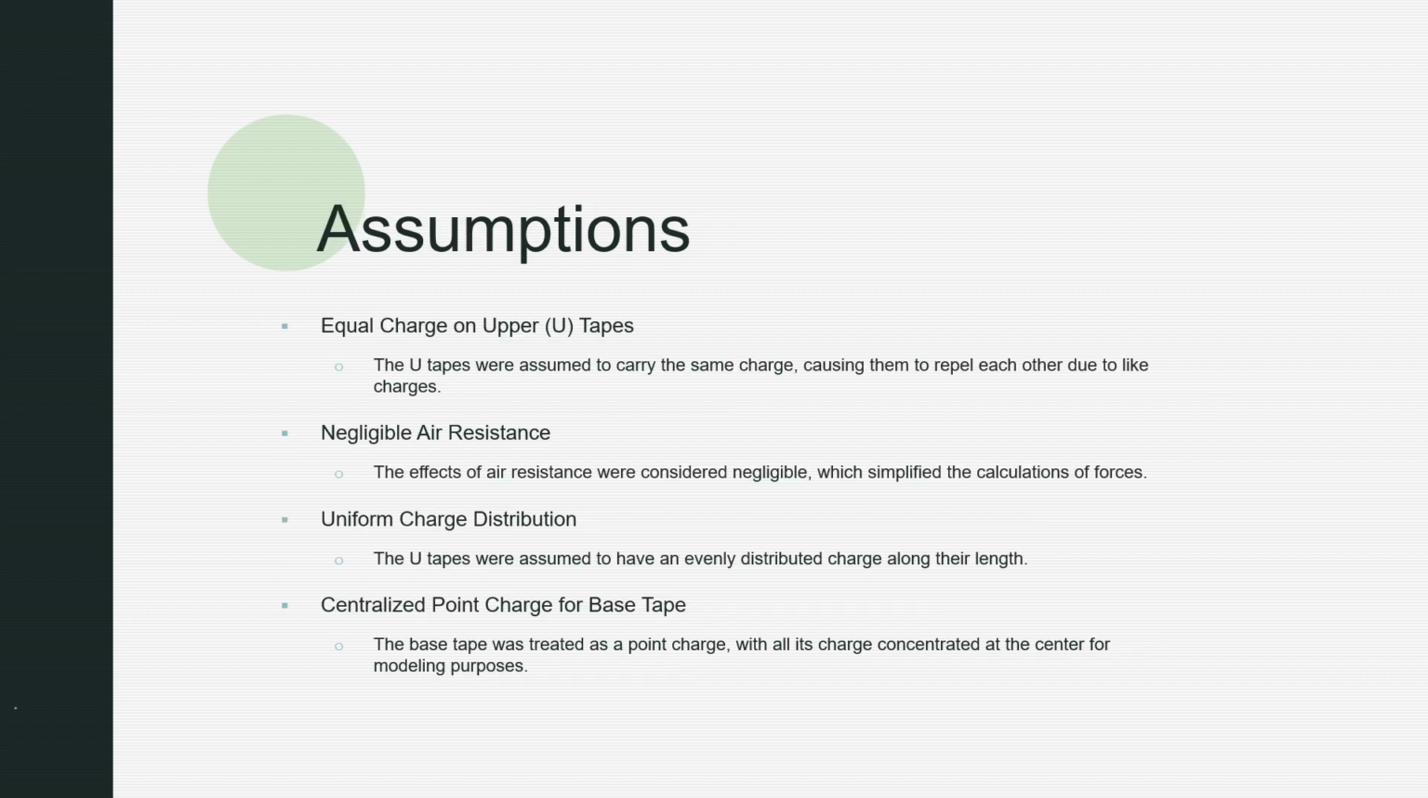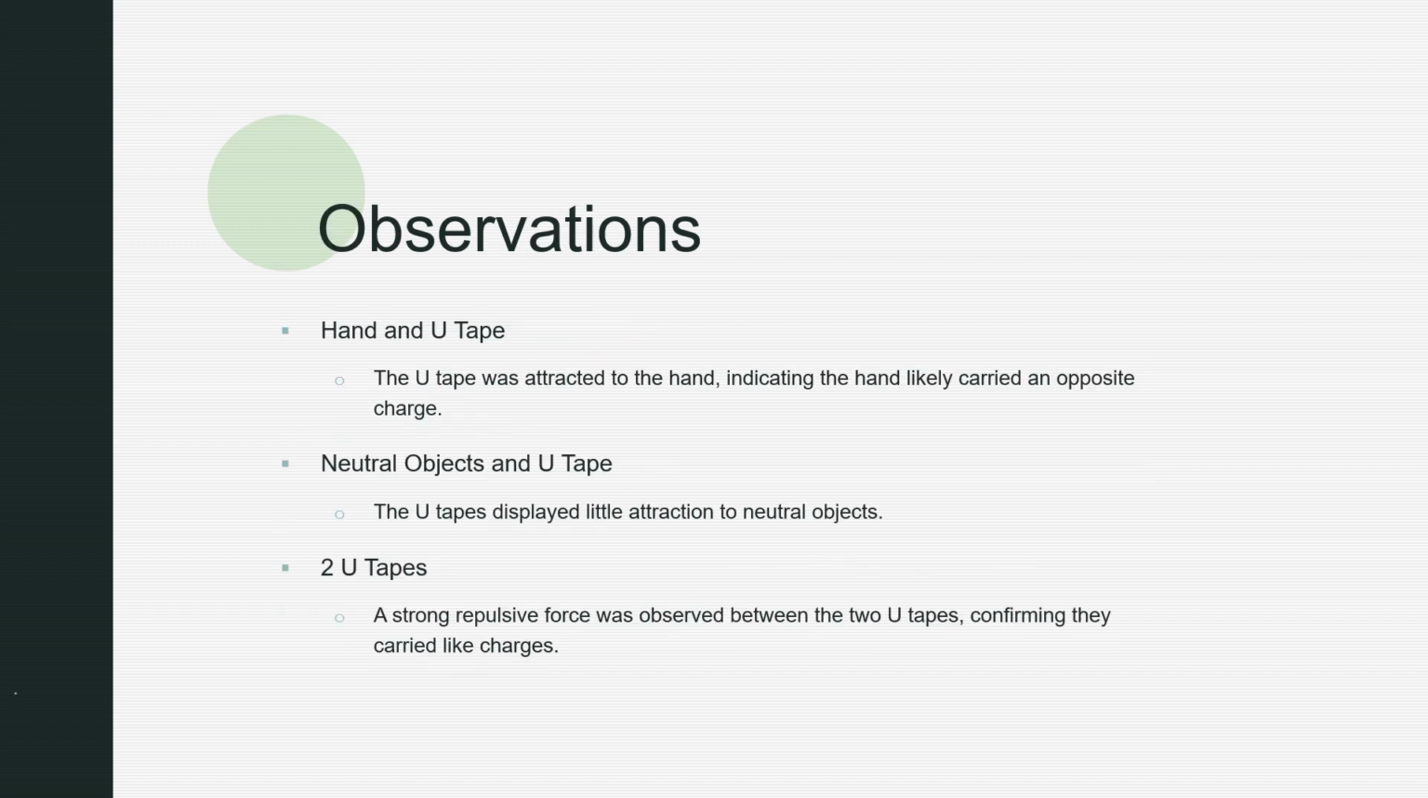For assumptions, we assumed that the U-tapes had equal charge and repelled each other, there was negligible air resistance, the U-tapes had evenly distributed charge along their length, and the base tape was modeled as a point charge. For our observed interactions, the U-tape was attracted to the hand, indicating an opposite charge. Neutral objects showed little attraction to the U-tapes, and a strong repulsive force confirmed the U-tapes had like charges.